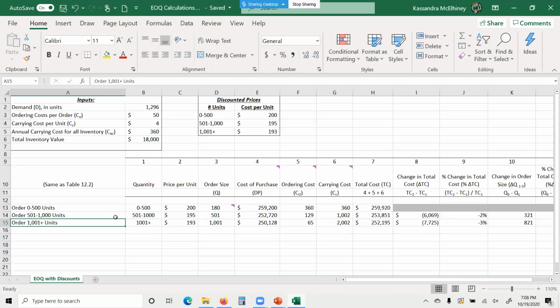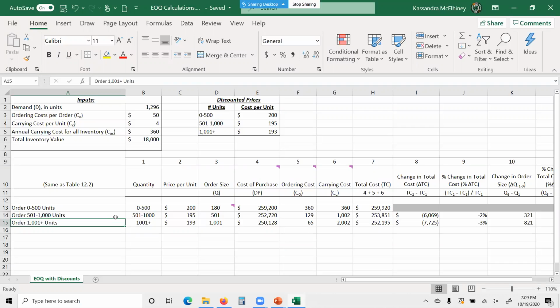Okay, so in our final, since we're only given 3 scenarios in terms of cost per unit, our last item is, what if we order 1,001 units and above? And we can get those goods for $193 per unit. Cheapest price, highest quantity. Right off the bat, that's going to be associated with the highest carrying cost and the lowest ordering cost. You won't be ordering as many times per year, but you're going to have a lot more goods sitting in inventory.